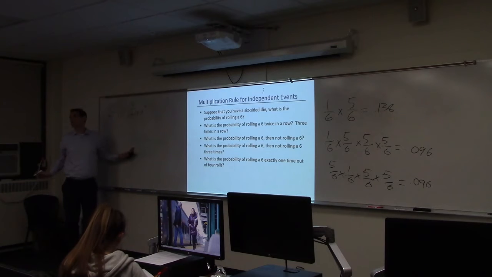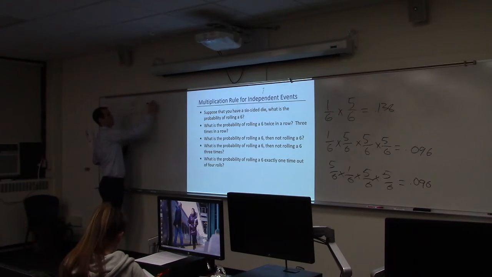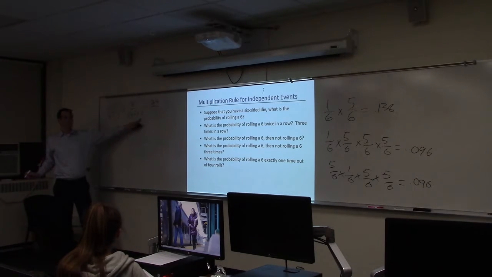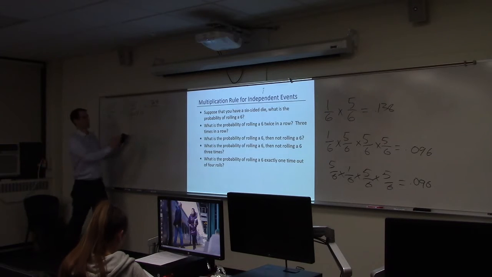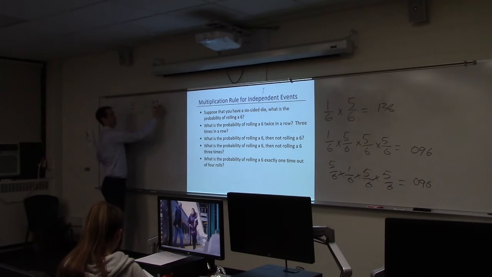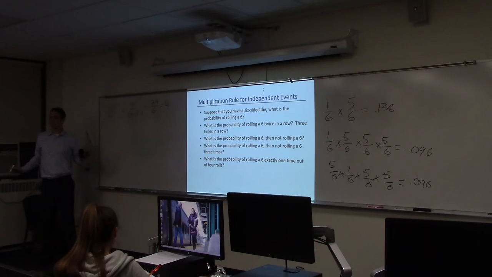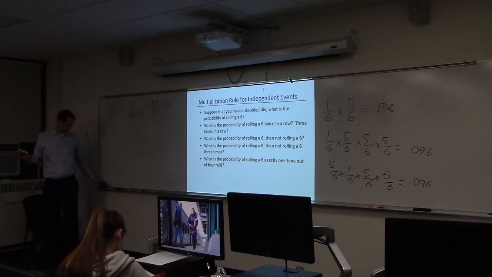4 factorial is 4 times 3, which is 12, times 2 is 24, times 1, 24 on top. 4 minus 1 is 3. 3 factorial is 3 times 2, which is 6. 1 factorial is 1. So 24 over 6, 4. Okay? So we know that there are 4 combinations of 1 out of 4 different trials.